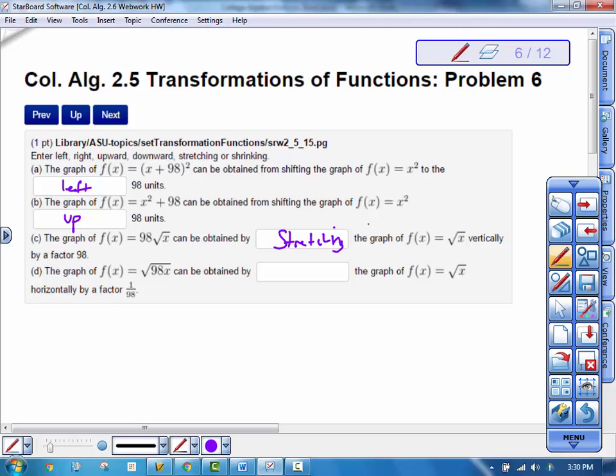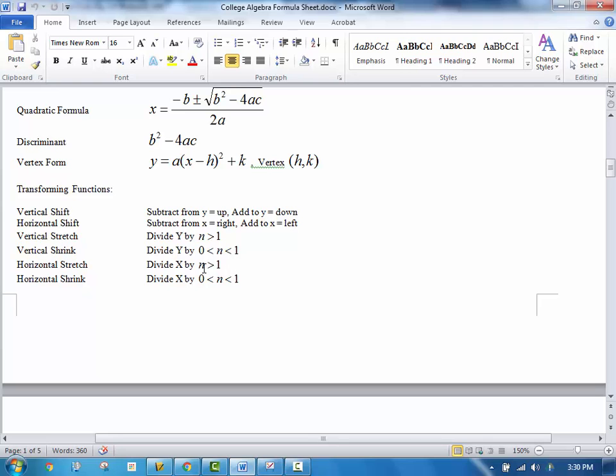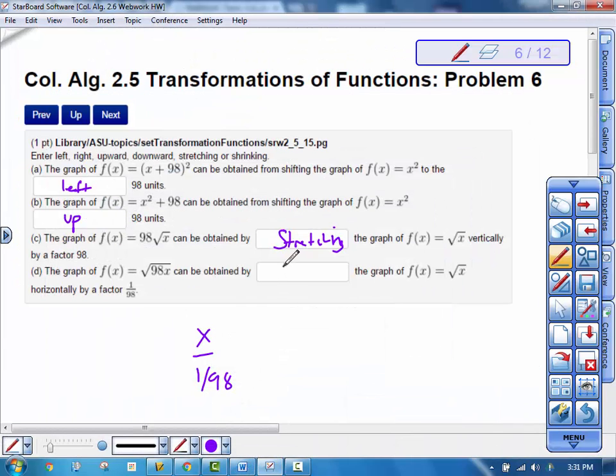stretching, maybe. And then the graph of this can be obtained by multiplying x, which is the same thing as dividing by 1 over 98. And on the formula sheet, that's dividing x by a number between 0 and 1, which is a shrink. So I would say shrinking.